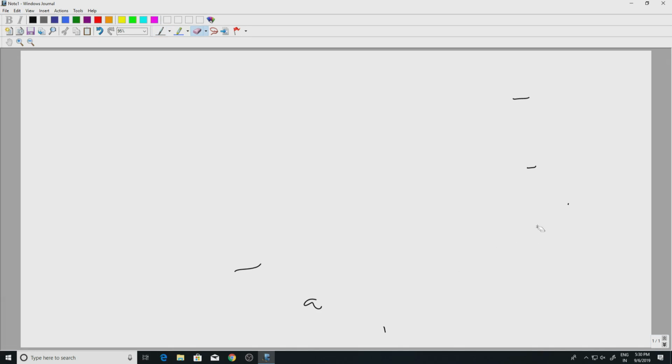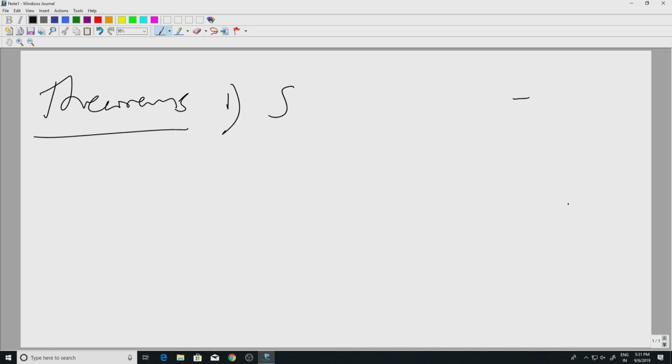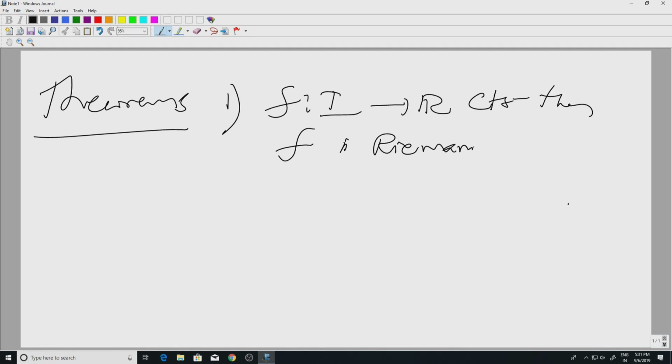Now, let us recall some of the main results from Riemann integration. So, I will just write them as results, or theorems, and then we will go ahead. 1, if I have a continuous function, then f is Riemann integrable. So, there is a large class of functions which is Riemann integrable.